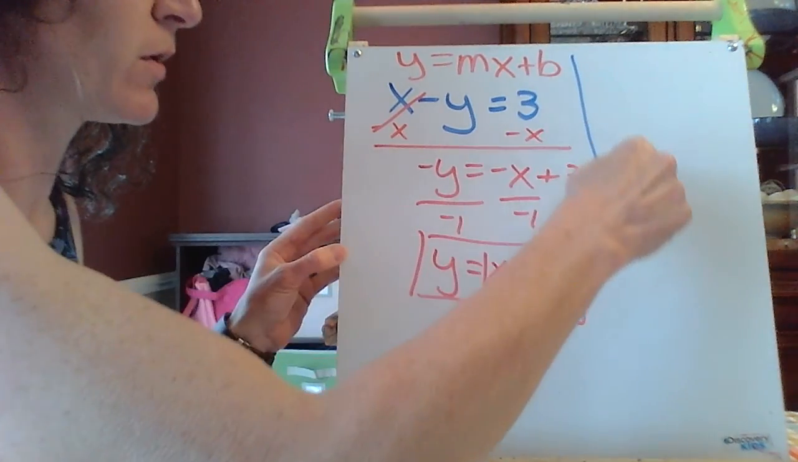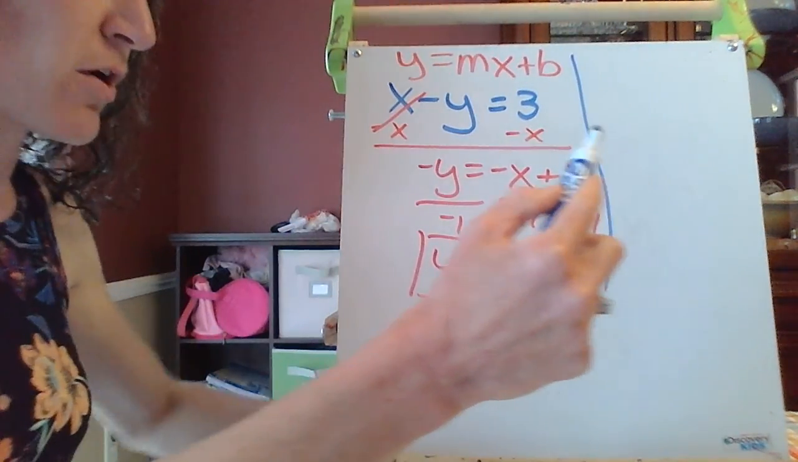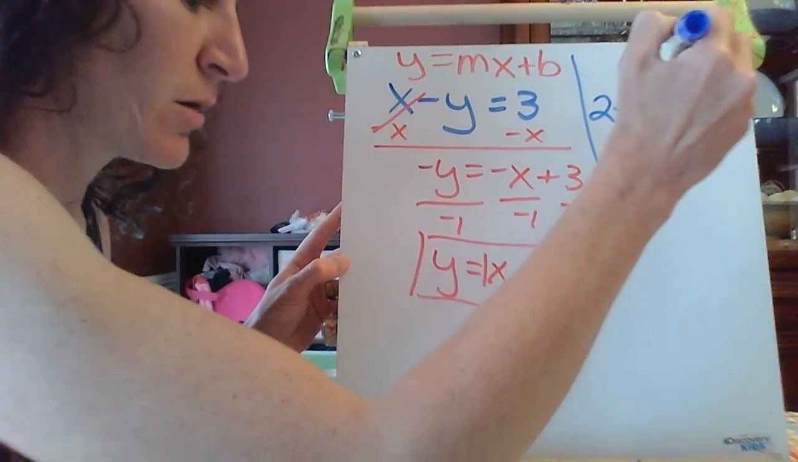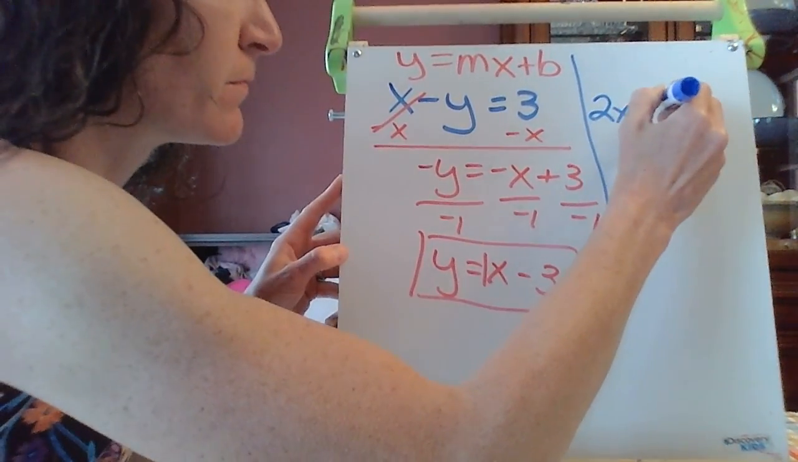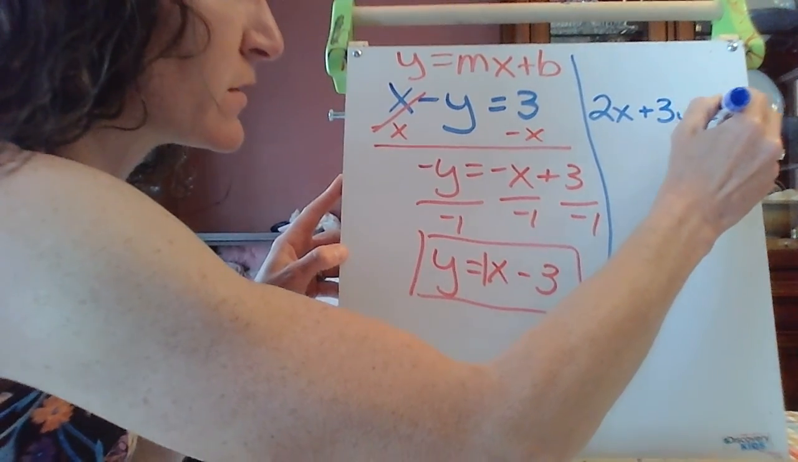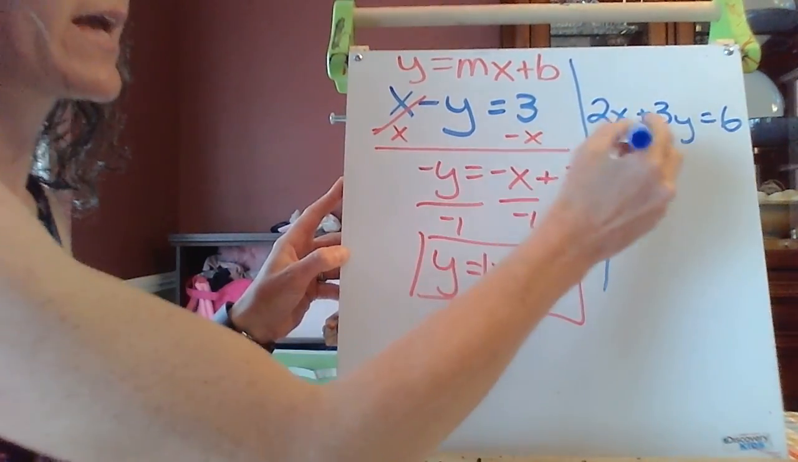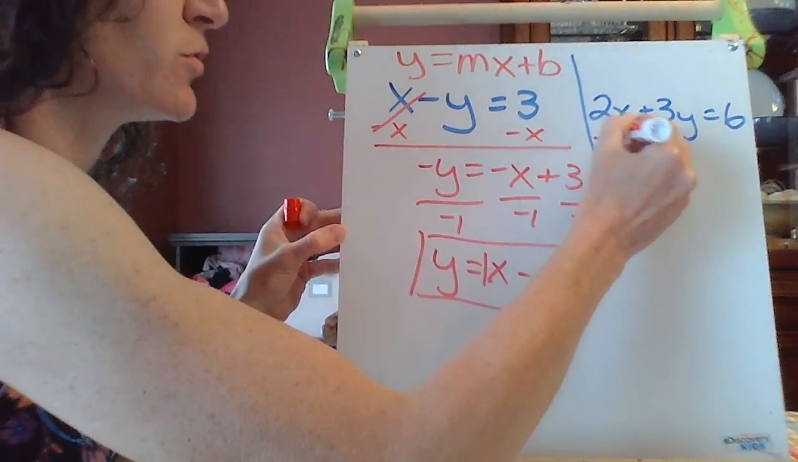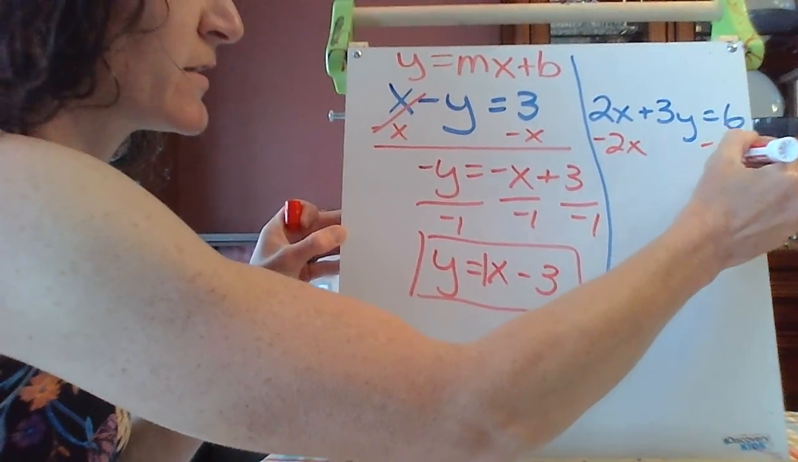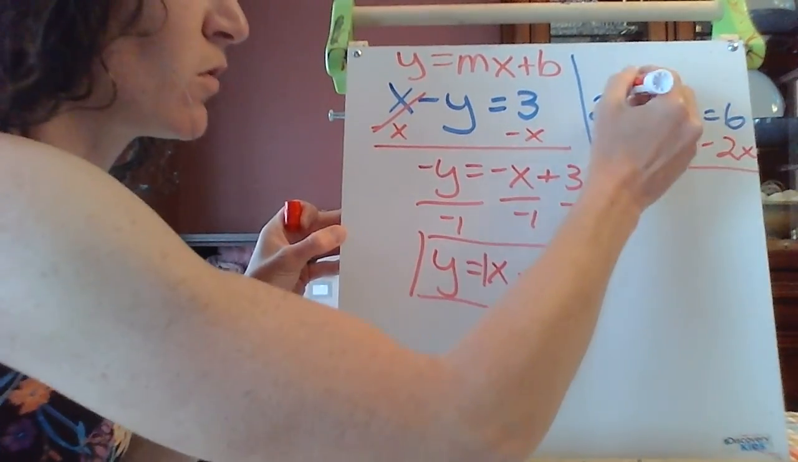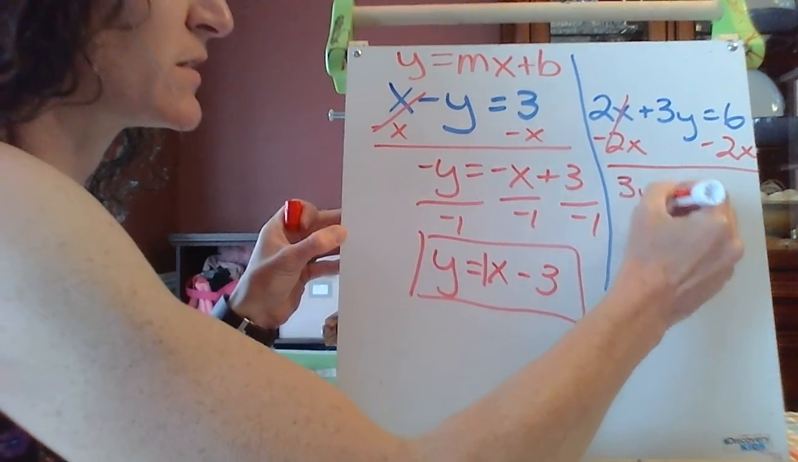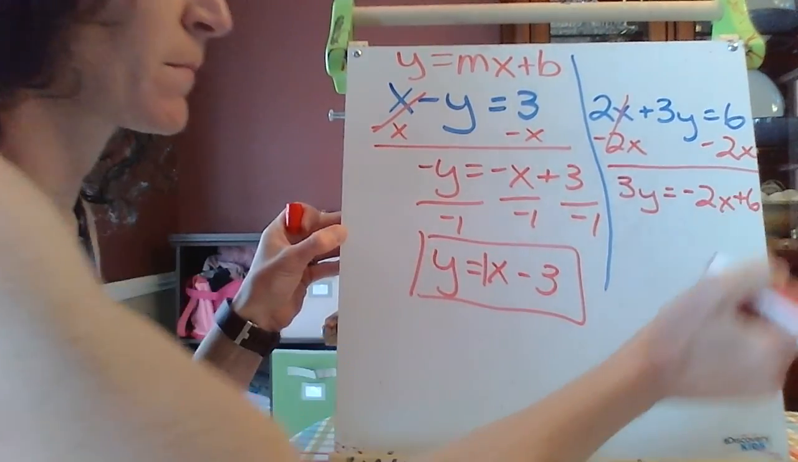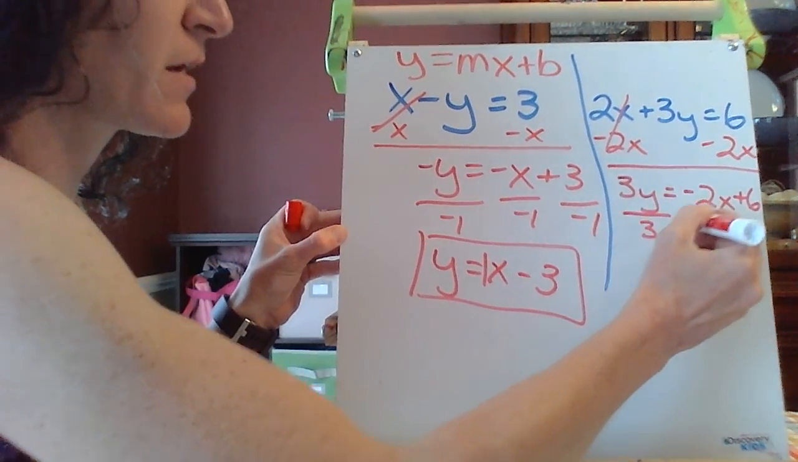So I'm going to put that one over on this side. I'm going to solve this one for y as well. So my equation was 2x plus 3y equals 6. Okay, so again, we've got to move stuff around. I'm going to move over my 2x by subtracting it to the other side. I'm just moving it over. 3y equals negative 2x plus 6. Divide everything by 3.